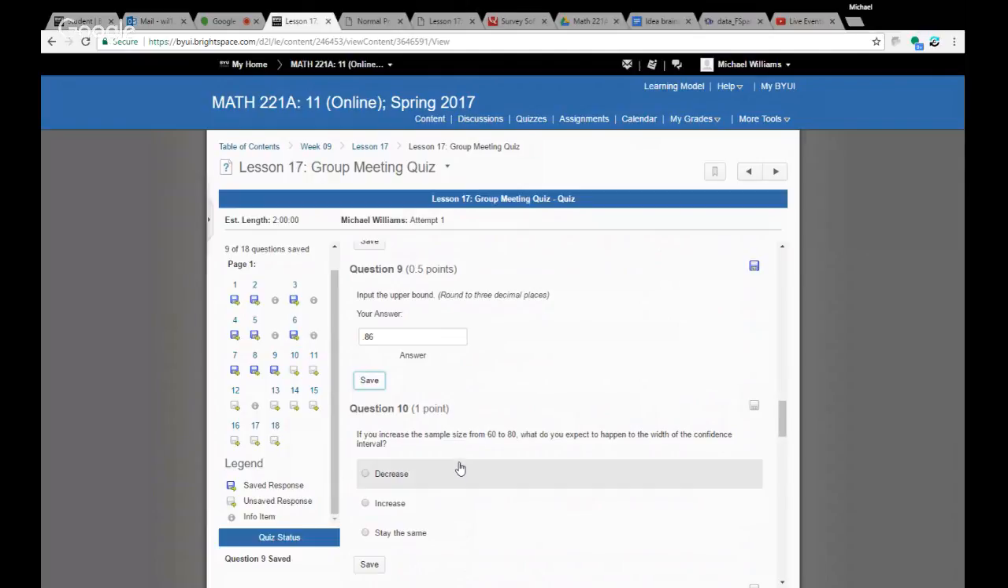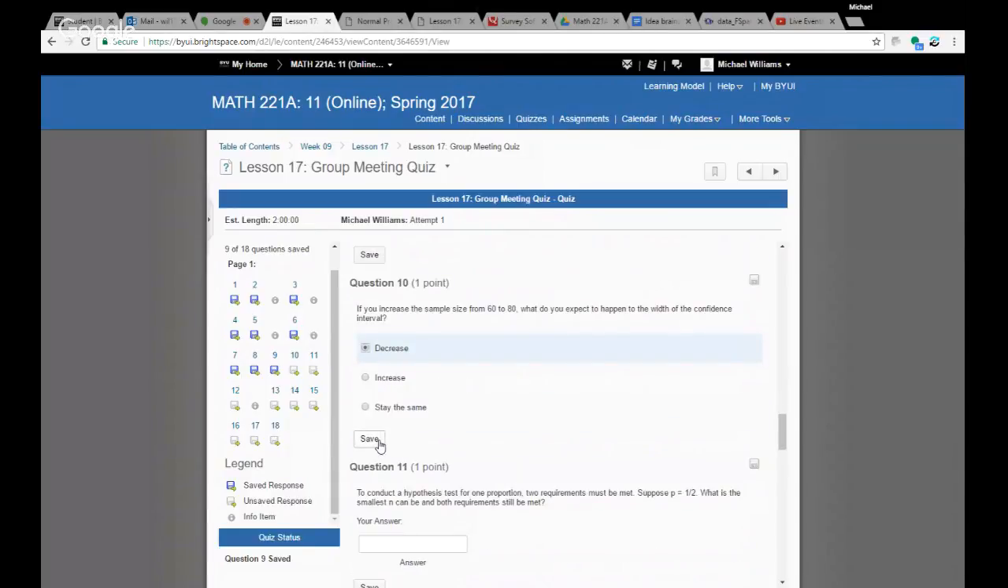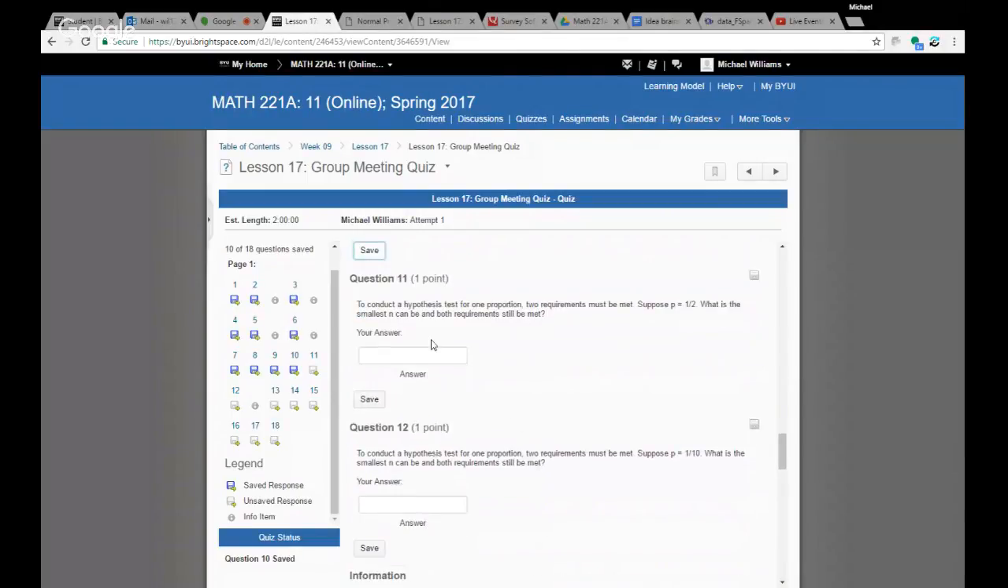So question 10 is where we're at now. So it'll decrease, because anytime you make the sample size bigger, you decrease the interval. Right, because the more samples you have, the smaller the confidence interval is, because you're more exact. Yeah, because your number will be closer to the true value.